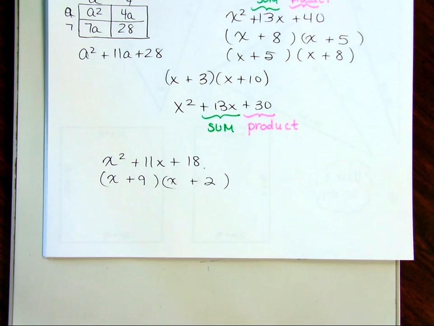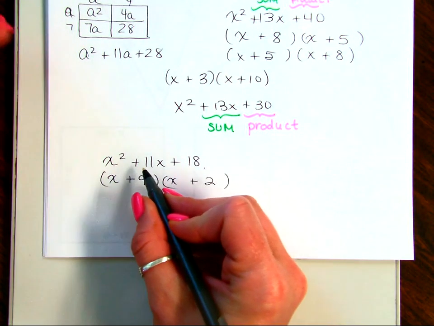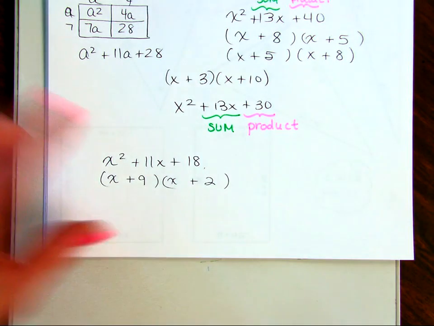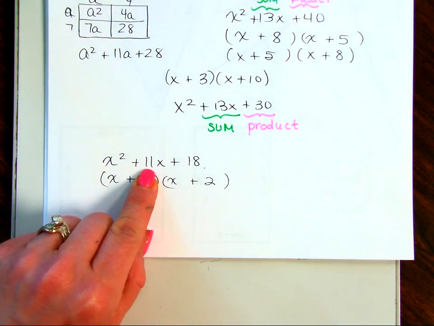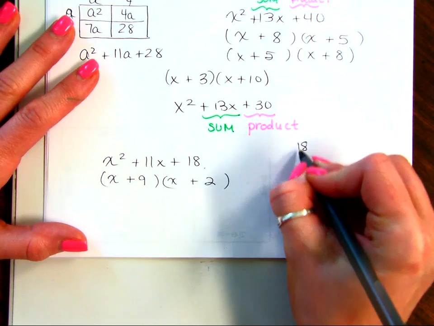The products are always easier because, shoot, I could do 1 plus 10, 2 plus 9, 3 plus 8. I mean, there's a lot of sums, right? And what if that was 30? Okay, so you would start with finding the products. 2 times 9, 3 times 6. I only have 3 pairs to look at.